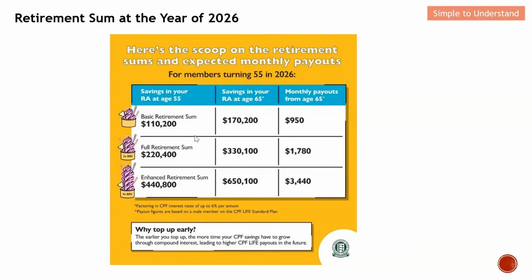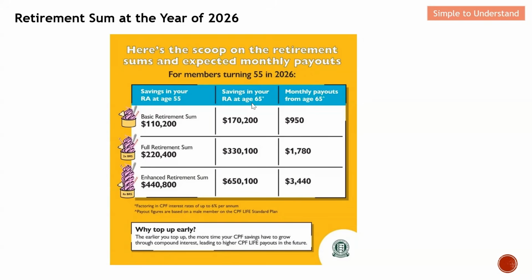Let me make use of this chart to further explain on your RA account. So this is what I meant. At the age of 55 years old, let's say you park under the RA account this amount, 110.2K into your RA account.